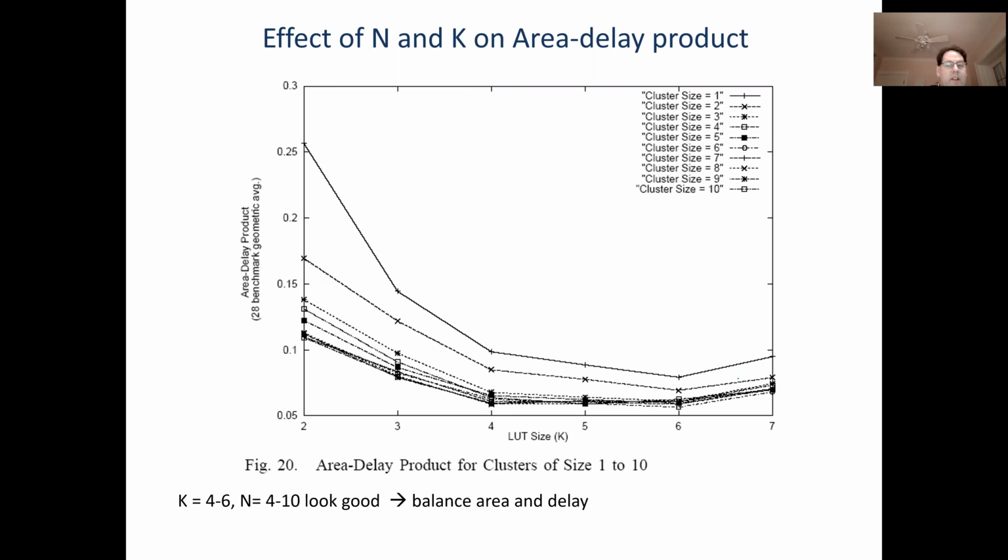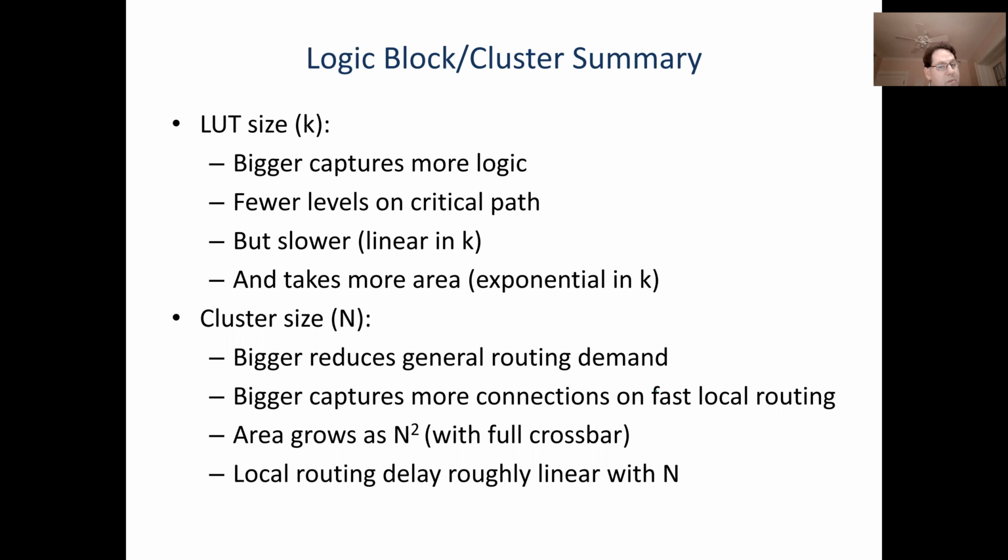So to summarize that, as we increase the LUT size, we capture more logic in each lookup table. We don't need as many levels on the critical path, but each lookup table gets slower. It gets slower linearly in K, and it takes more area. And that one is fast. That's exponential in K.